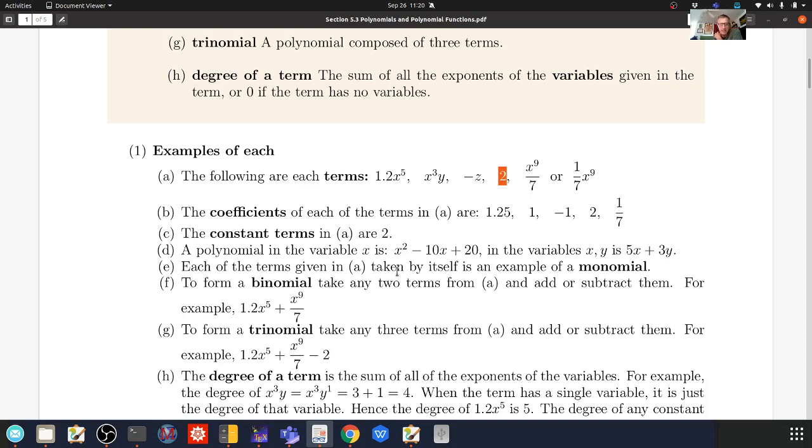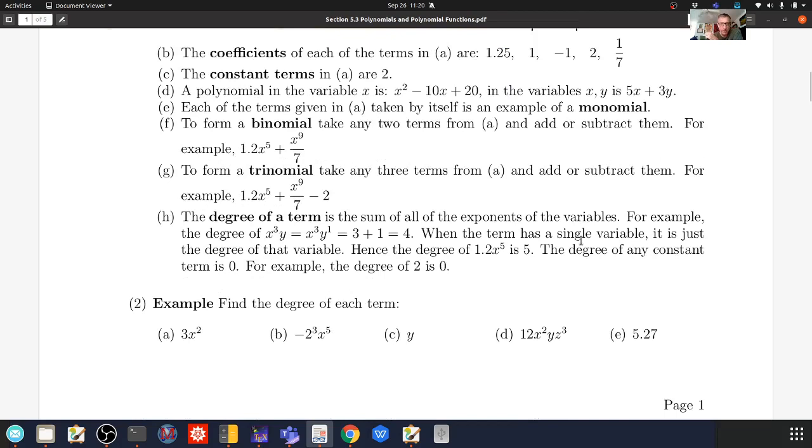Each of the terms given in A taken by itself is an example of a monomial, because a monomial is just a polynomial with one term. To form a binomial, take any two terms from A and add or subtract them. To form a trinomial, take any three terms from A and add or subtract them. The degree of a term is the sum of all the exponents. And here I explained to you what I did already.